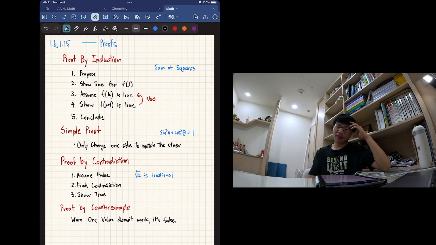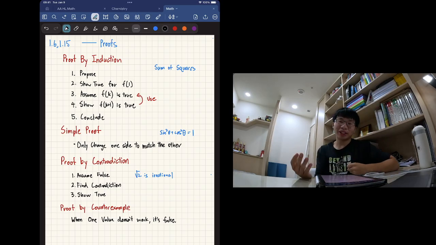What's next? Proofs. There are 4 types of proofs. The easiest is simple proofs, where you only change one side and match the other. You're using algebra here, so you want to be very familiar with your techniques and calculations, and make sure that you can manipulate both sides. You just want to change one side so it looks like the other side.